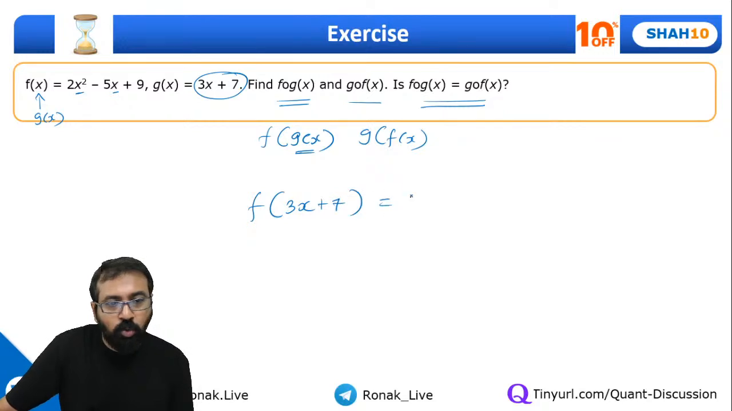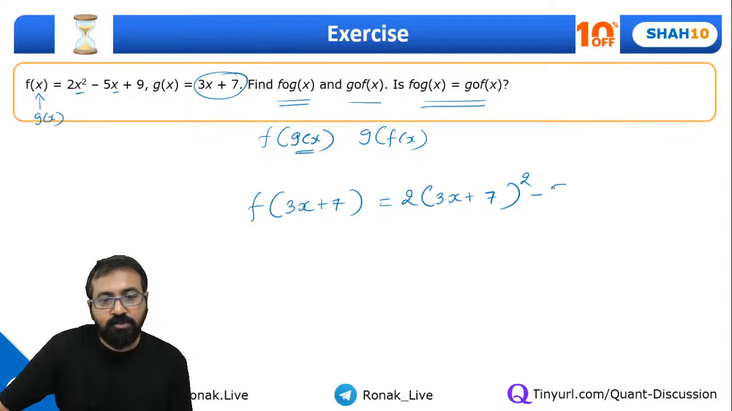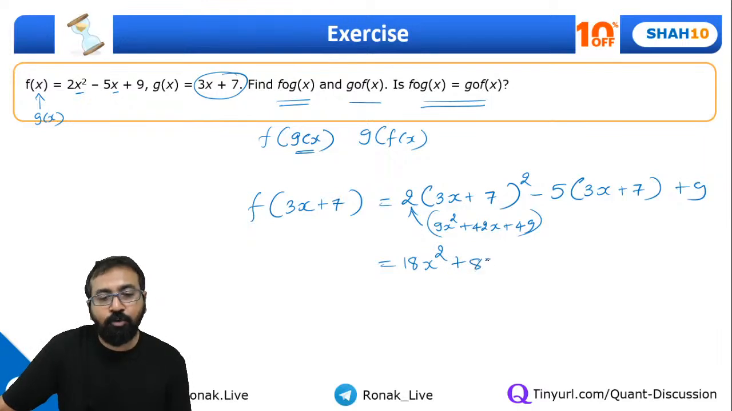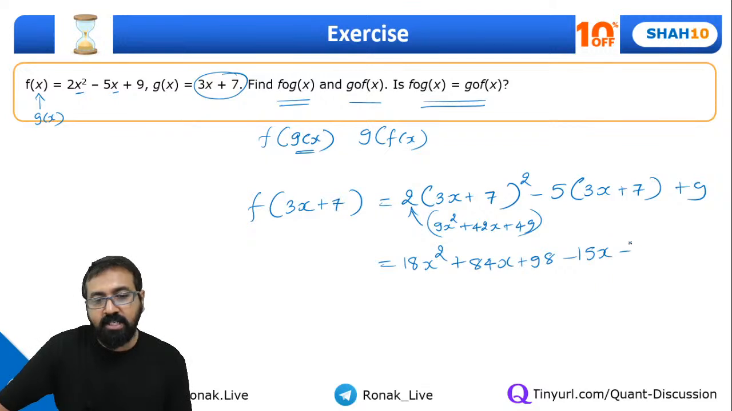So it will be equal to 2 into (3x plus 7) whole square minus 5 into (3x plus 7) plus 9, correct? Now let's solve this quadratic. So what will be this quadratic? Of course it will be 9x square plus 7 3s are 21, 2s are 42x plus 7 square 49, and multiply this one by 2. So it will come out to be 18x square plus 84x plus 98 minus 15x minus 35 plus 9.